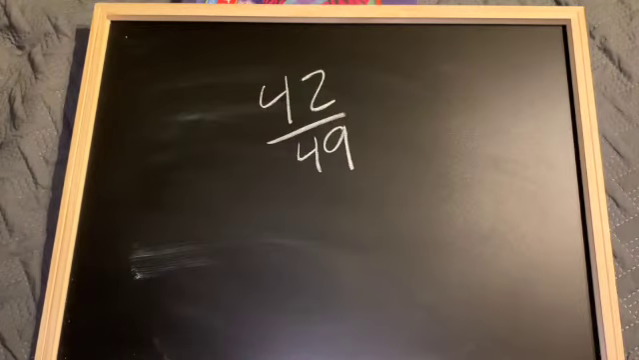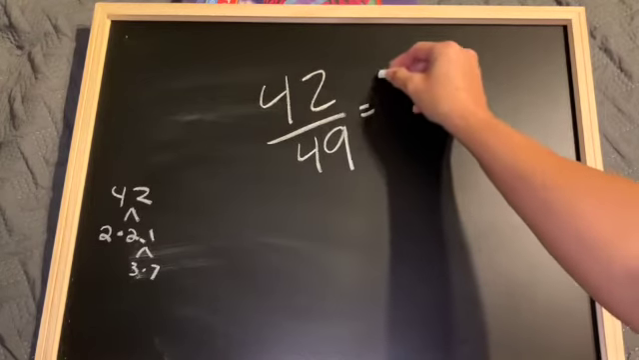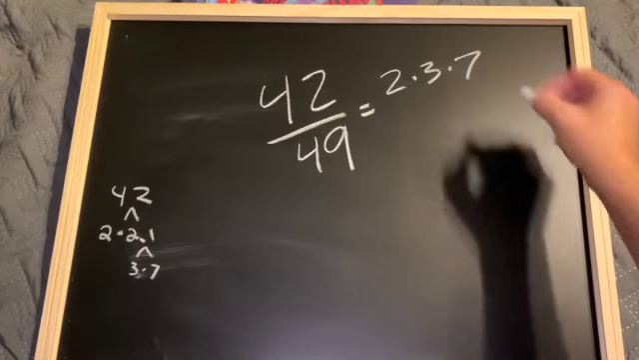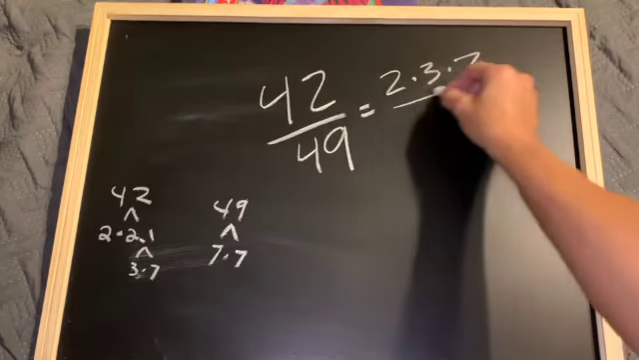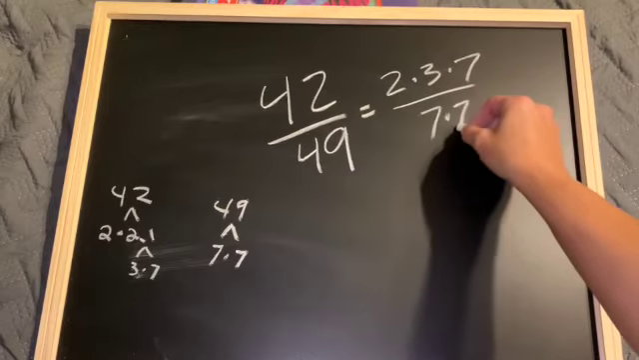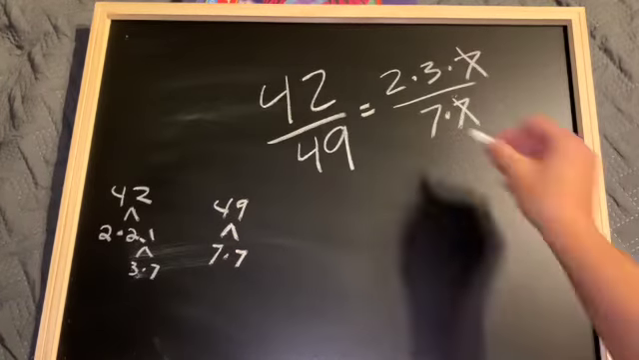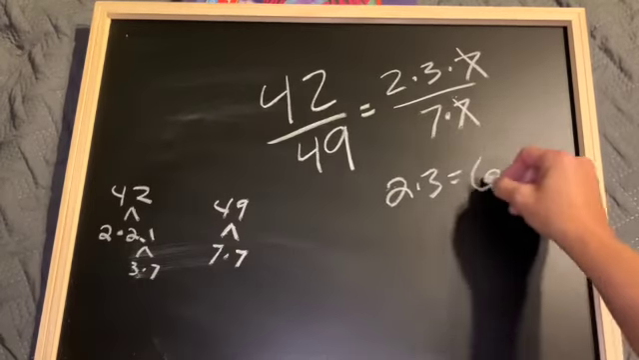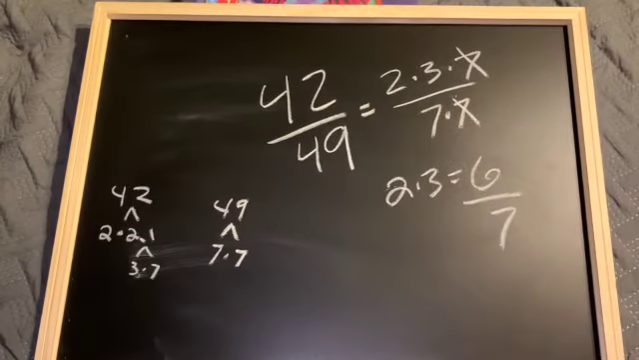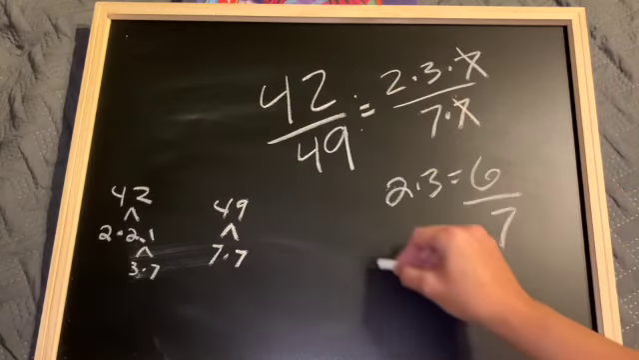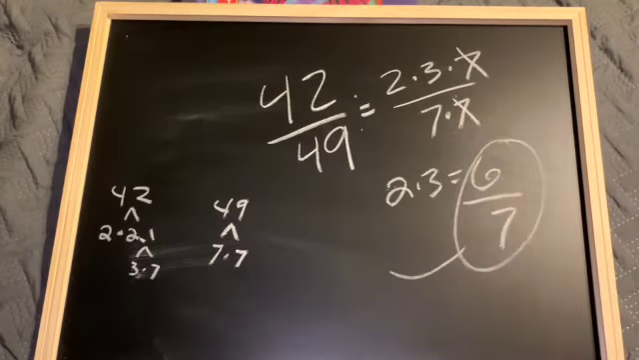First, we'll go with 42 over 49. So first step is to write the numerator and denominator as products of primes. And now we'll factor out the primes, and we're left with 2 times 3 equals 6 over 7. So 42 over 49 in its lowest terms is 6 over 7.